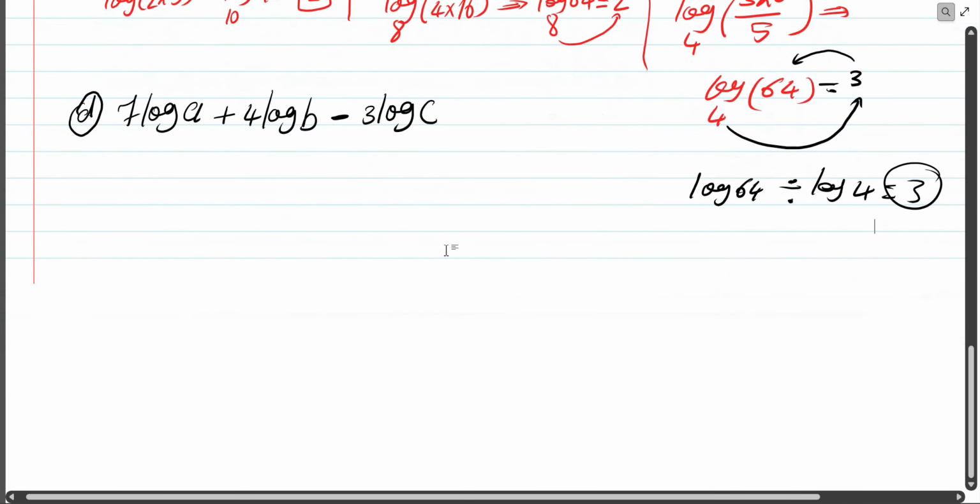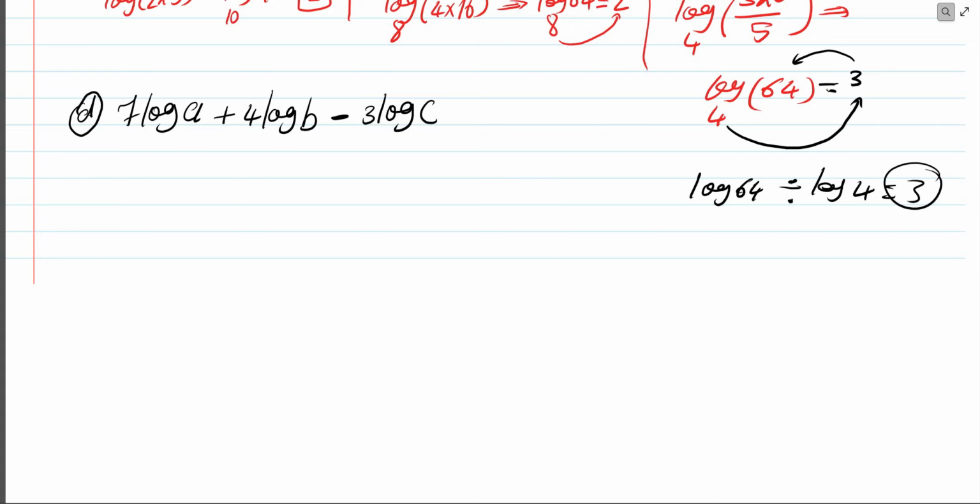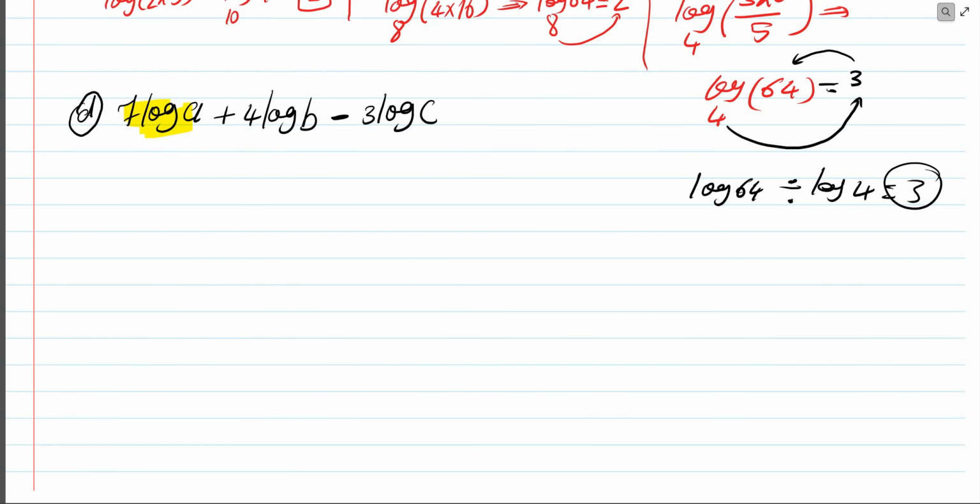Part D, let's solve D. I have 3 logarithms, as you can see here: 7 log of A plus 4 log of B minus 3 log of C. How can we write them as a single logarithm? First, let's check the bases. Since there is no written base, the bases are 10, for each of them.